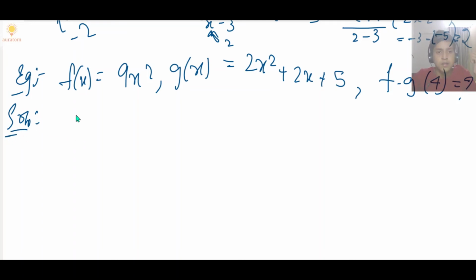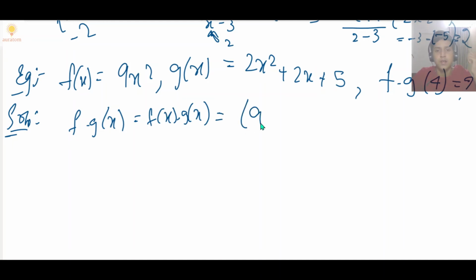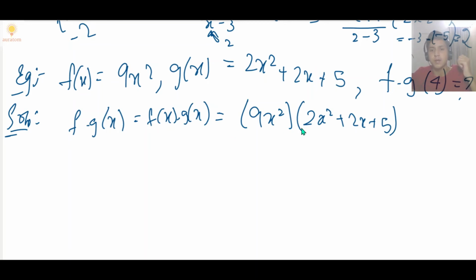We know that f into g of x is f of x into g of x, which means f of x is 9x squared into g of x, which is 2x squared plus 2x plus 5, right? So let's just multiply this. So it's 9x squared into 2x squared plus 9x squared into 2x plus 9x squared into 5.